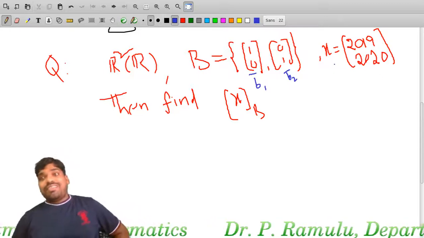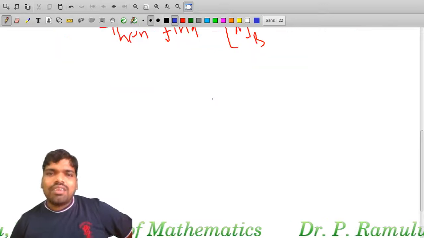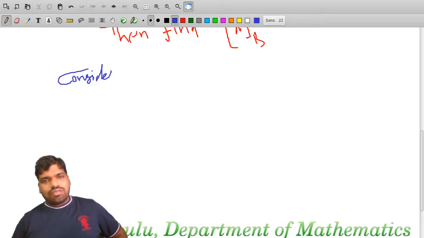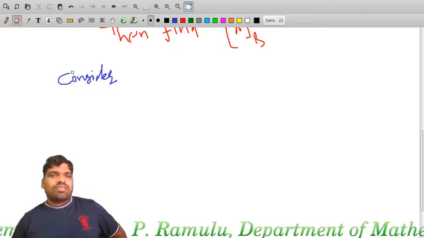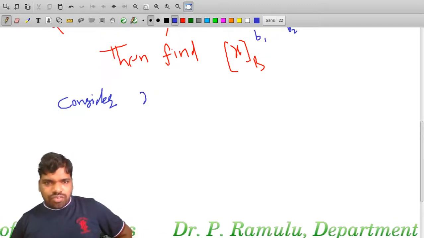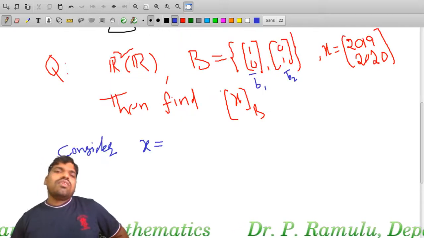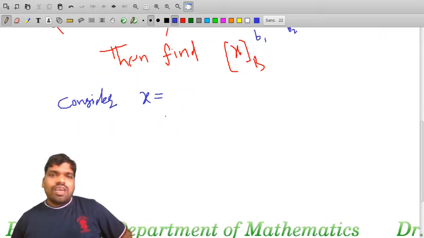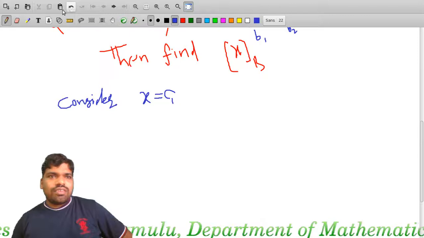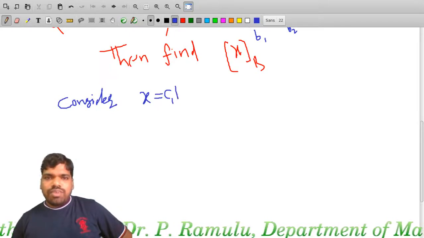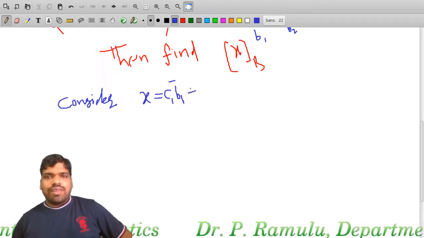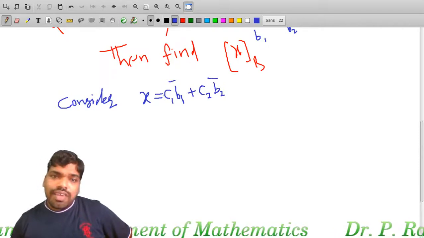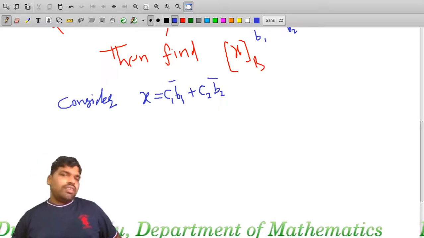Here x is x1, x2, whatever, nothing happens. For finding x_B, I consider scalars. If x belongs to V, there exist scalars c1, c2 such that, according to the coordinate definition, x is equal to c1 b1 bar plus c2 b2 bar. Then we say that c1, c2 is called the coordinate vector relative to basis B. Here we have to find c1, c2.